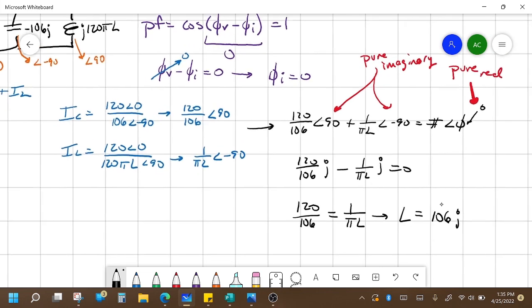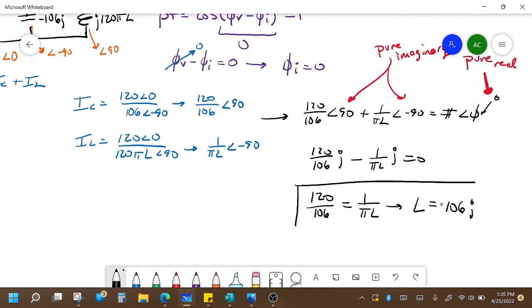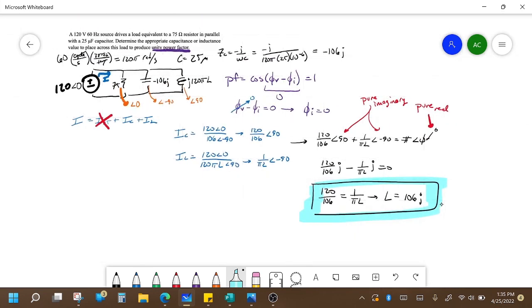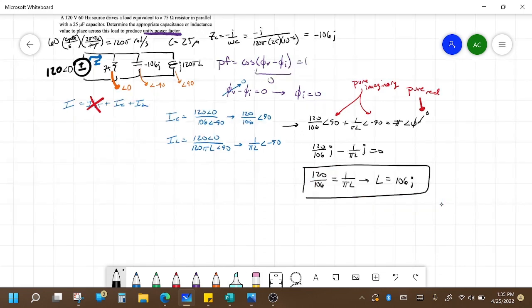Now, for those of you who are super conceptual, the easiest way to say this is that for a unity power factor, the capacitance and inductance have to balance out. Since they're right next to each other, the capacitor is 106 negative, so the inductor has to be 106 positive. Actually, that's the Z on the inductor. I messed that up for a second. That's the Z on the inductor. So let me undo that. I've got to find the actual inductance value.